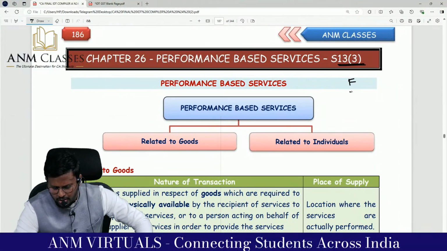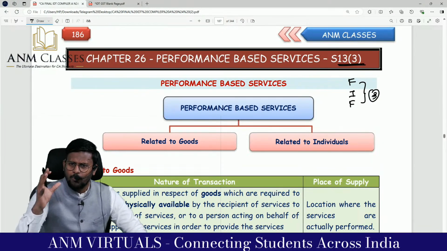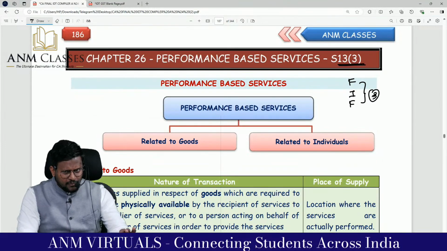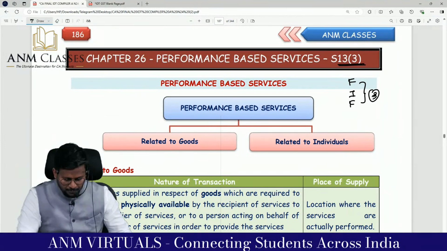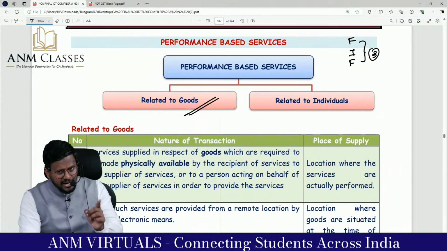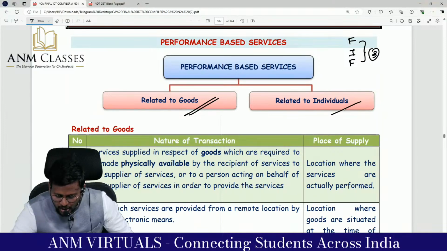Whether it is foundation, inter or final, all the three levels, try to perform well. Hello, sir? 13.3, all the three levels, you perform well. Hello, sir? Performance based services are classified into two categories, related to goods and related to individuals.